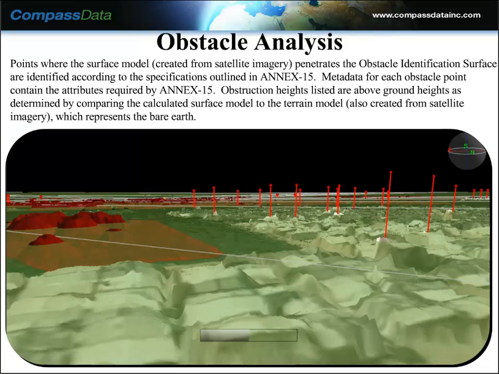Just another view here: basically generating the DSM and also the DTM, then bringing in the obstruction surface, getting the penetrating features, and generating the obstruction database based on the features that are penetrating that surface.